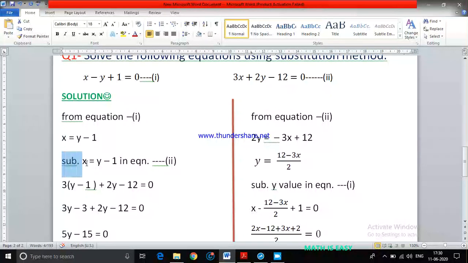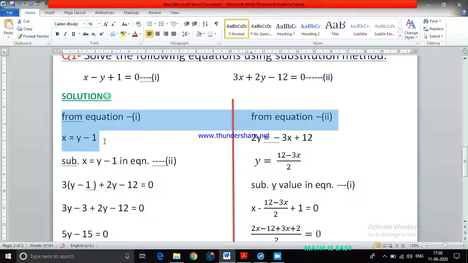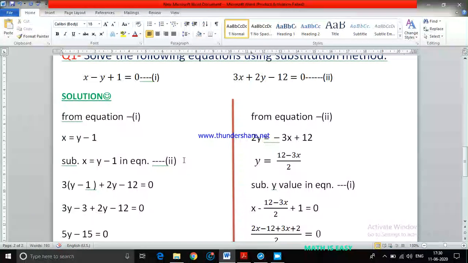Now this x value, substitute again in equation number 1 only, so that you don't make the mistake. If you substitute again in equation number 1, you will get 0 equals 0. All the terms will get cancelled. So if you are using equation 1, after getting the x value, that x value has to be substituted in equation 2 only, not 1 again.